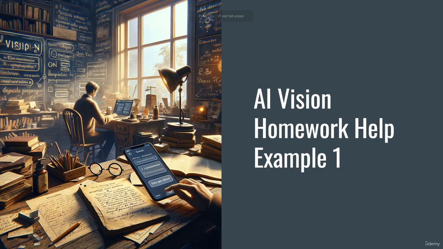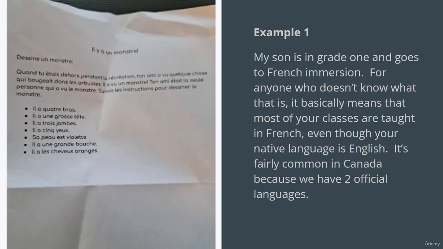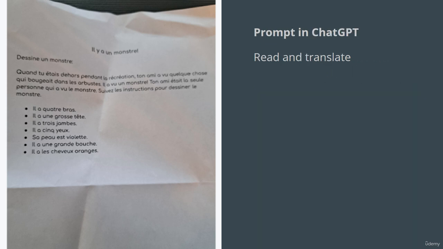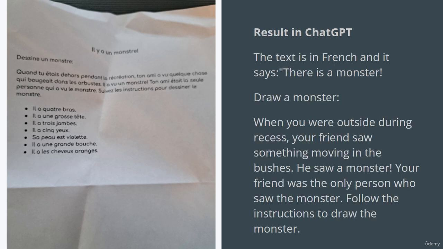Now, we unfolded the paper, and here it is. Here's an actual photograph of this paper that was in his backpack. I took it out and uploaded this to ChatGPT, and I just prompted it: read and translate. It was able to quickly read the photo and translate everything perfectly in English. My French is good enough to know that this is the correct translation. And here is what it said.